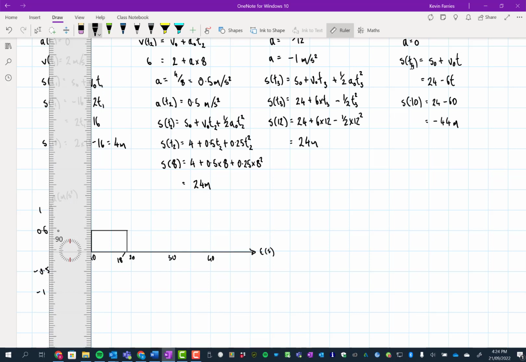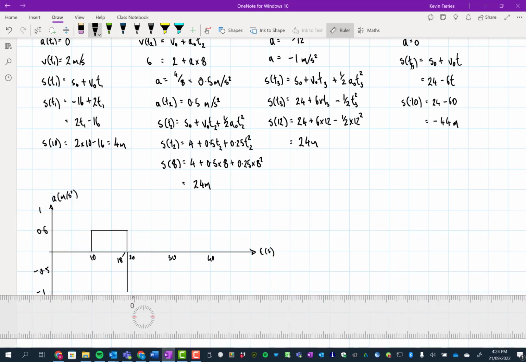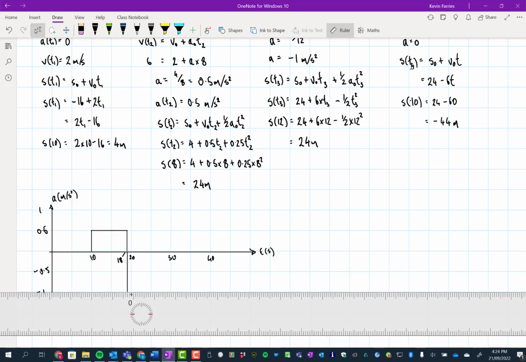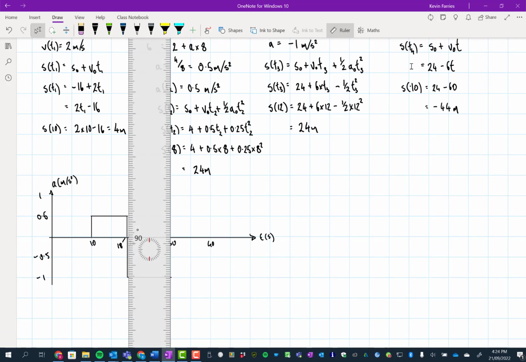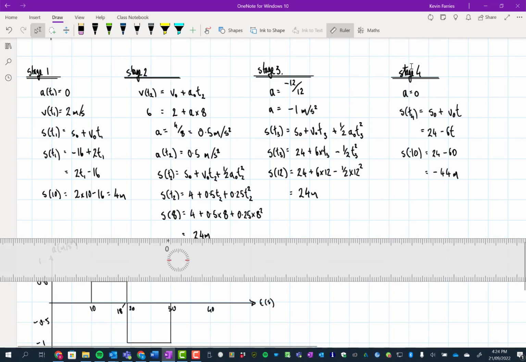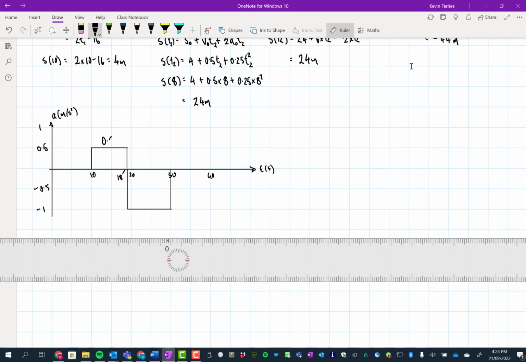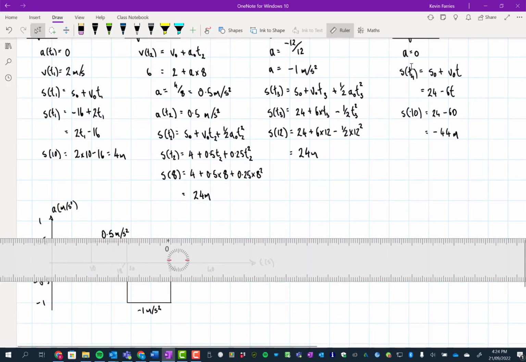And then it goes to -1, and it stays there until the total time gets to 30 seconds. And then it goes back to being constant velocity at the end. So it's back up to 0, sorry, and then it continues at 0 until it gets to the end. And so this was 0.5 meters per second squared, and this was -1 meters per second squared. So that's the graph of acceleration versus time.